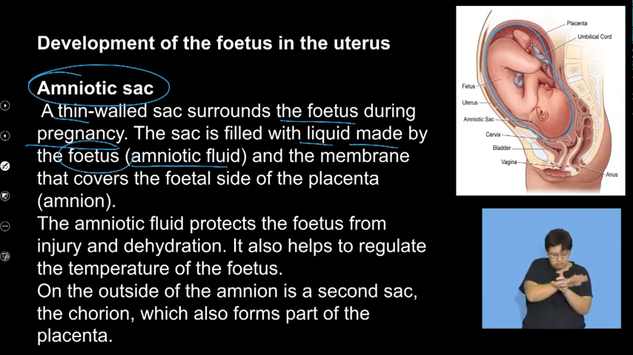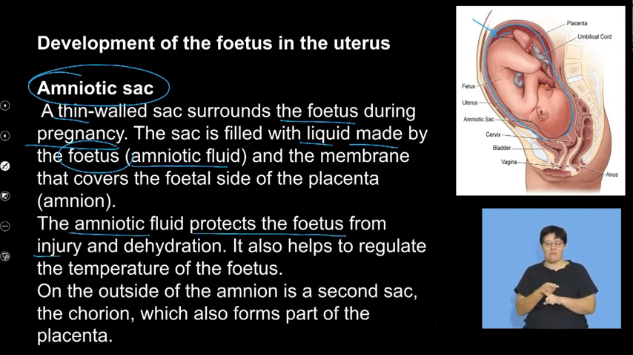So within this amniotic sac, there is amniotic fluid surrounding the space between the baby, or the fetus, and the amniotic membrane. This amniotic fluid plays an important role, which we'll discuss in a little while. It's important that the baby is enclosed in this membrane, firstly because the amniotic fluid protects the fetus from injury and dehydration. It also helps to regulate the temperature of the fetus.